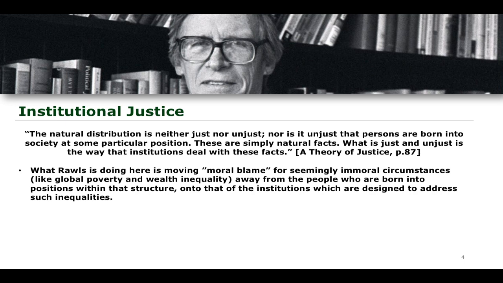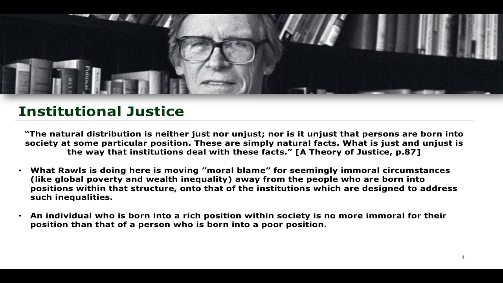So there's essentially three elements of this entire structure. You have the positions in which people are born, you have the institutions which are designed to address inequalities, and then you have the inequalities themselves. Of course, the inequalities themselves are unjust, there is an injustice that exists there, but Rawls does not ascribe a similar kind of injustice to the people who are born into those positions, but more to the institutions that are designed to address such inequalities. An individual who is born into a rich position within society is no more immoral for their position than somebody who's born poor. It's not their fault that they were born rich, or born upper class, or born wealthy.